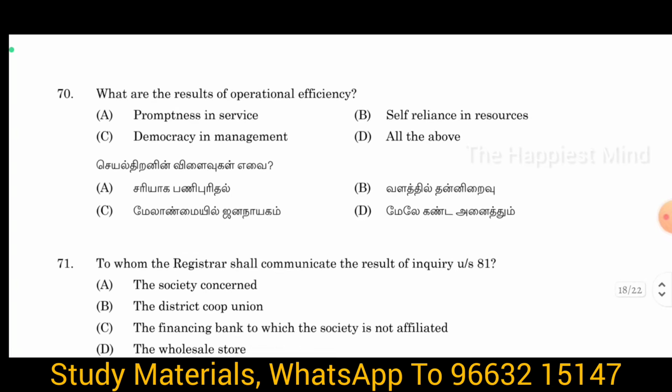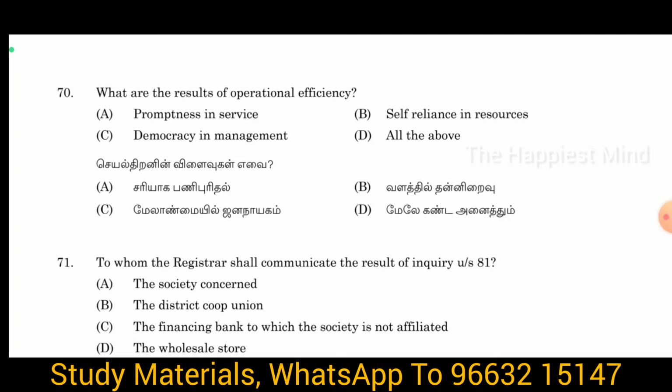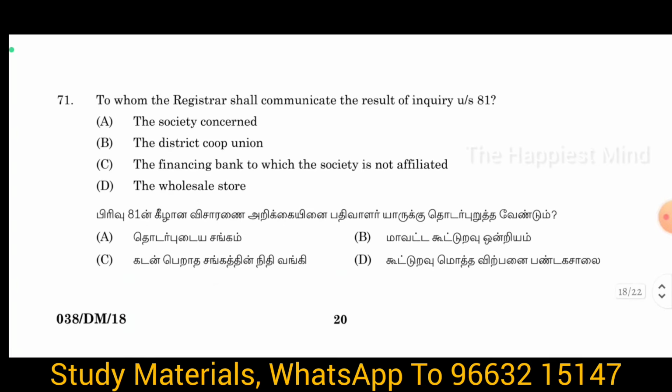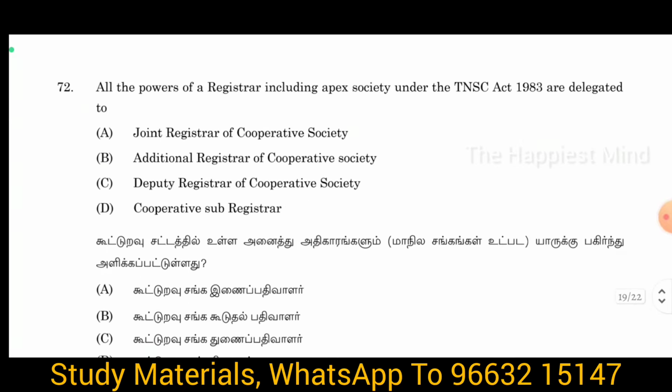Question 70. What are the results of operational efficiency? Answer is option D, all the above. Operational efficiency oda results enadun pathina, promptness in service, self reliance in resources, democracy in management. Next question 71. To whom the registrar shall communicate the result of inquiry under Section 81? Answer is option A, the society concerned. Question 72. All the powers of a registrar including apex society under the TNSC Act 1983 are delegated to dash. Answer is option B, additional registrar of cooperative society.